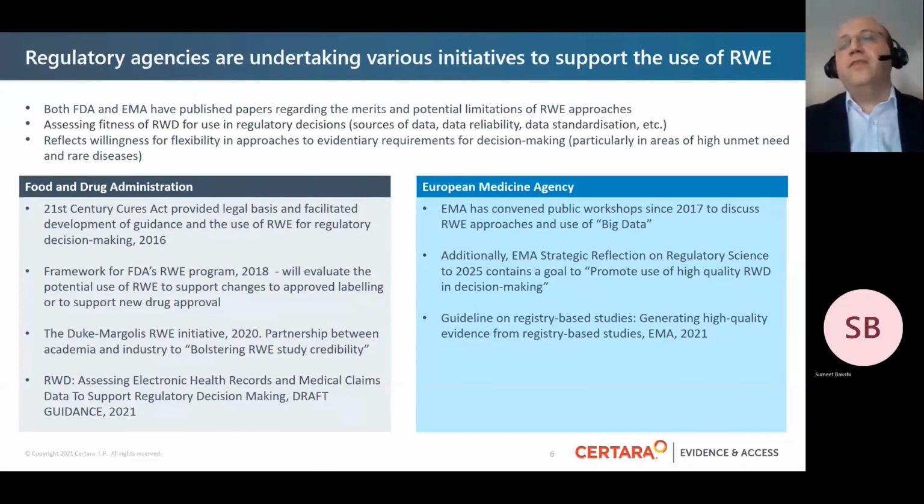Similarly, the European Medicines Agency has convened public workshops since 2017 to discuss real-world evidence approaches and the use of the big data concept. They also included promotion of use of high-quality real-world data in decision-making as part of their strategic reflection on regulatory science to 2025. EMA also started producing various guidances on real-world data, and the very latest one is on generating high-quality evidence from registry-based studies, which was released very recently. All this reflects willingness and flexibility in approaches of regulatory agencies to different evidence requirements for decision-making.